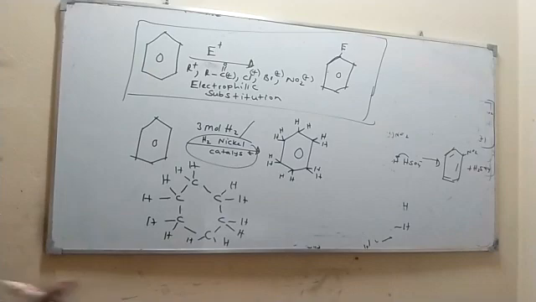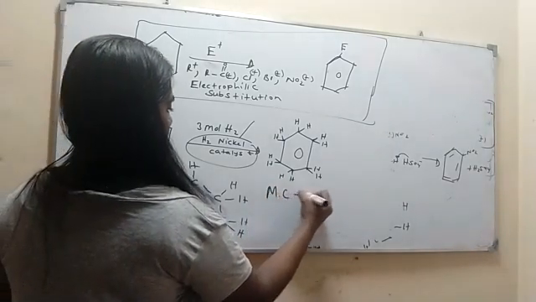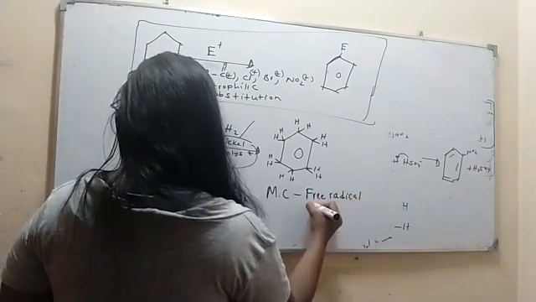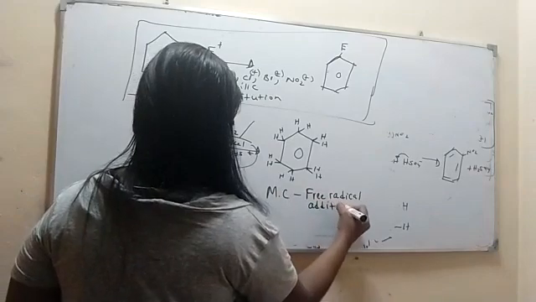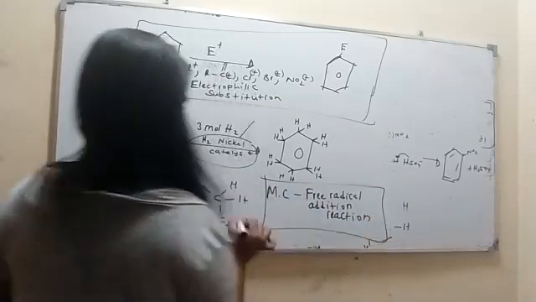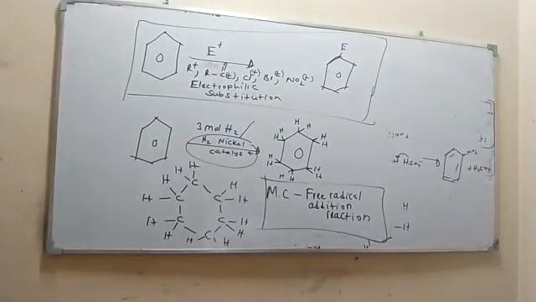Okay. So what is the mechanism of this reaction? Free radical addition. The free radical addition reaction. This is the mechanism of hydrogenation of benzene. Free radical addition reaction, not electrophilic substitution. Electrophilic substitution reactions are those 5 major reactions: alkylation, acylation, bromination, chlorination, nitration. This comes under the mechanism free radical addition reaction.